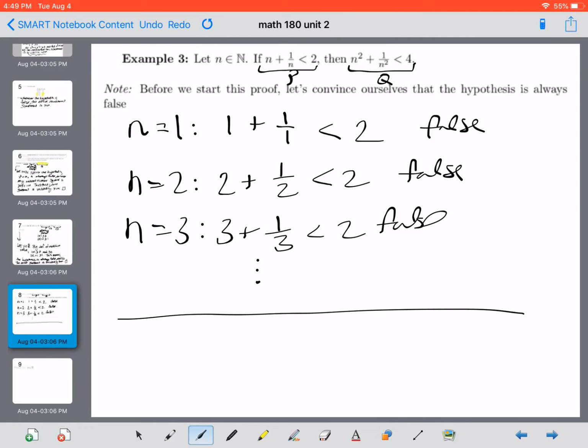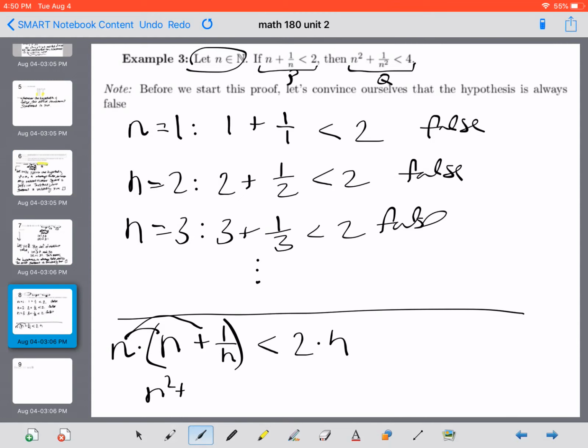Well, notice that we start off by assuming n is a natural number, which means if we look at this inequality that we're trying to show is false, I can multiply both sides of this inequality by n. I'm going to put parentheses around it just to be clear that the entire left-hand side is being multiplied by n, and the right-hand side as well. And n is positive, which means this is not going to change the inequality symbol, right? You'll still have a less than sign in the middle because you multiplied by a positive. Distributing on the left is going to give me n squared plus n times 1 over n, which is just 1, right? n over n is just 1, is less than 2n.